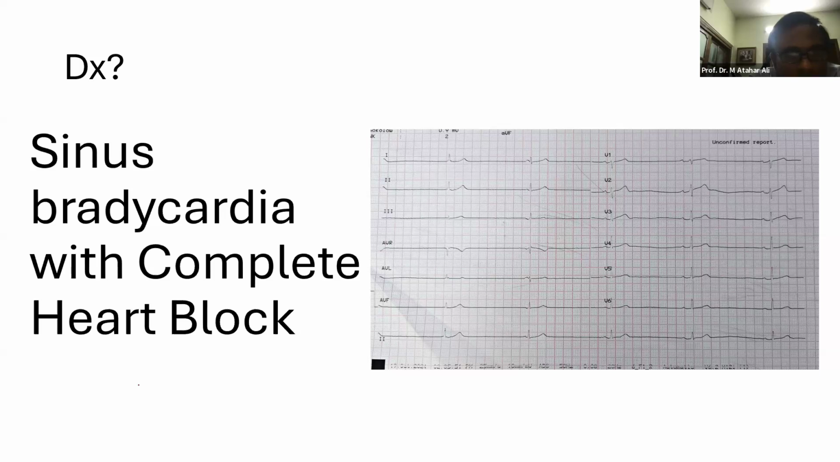So again, what is your idea? Is it an AV nodal disease or a sinus nodal disease? Shafique, please. It is basically sinus nodal disease. This is sick sinus syndrome, and sick sinus syndrome may degenerate into complete heart block as well. Definitely sinus nodal disease is there, otherwise extreme sinus bradycardia would not be there.